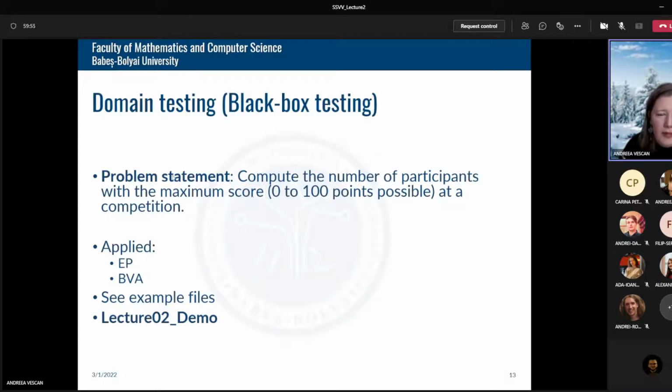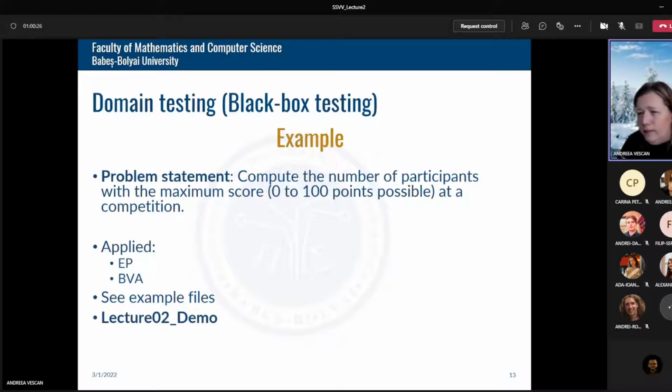So this is a very short example: a program to compute the number of participants with the maximum score at a competition. We have a set of participants, each participant has a set of points, and we need to find out which participants have the maximum score. We have applied equivalence partitioning and boundary value analysis, and let me just show you the document.